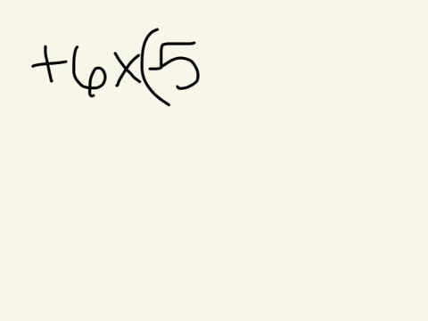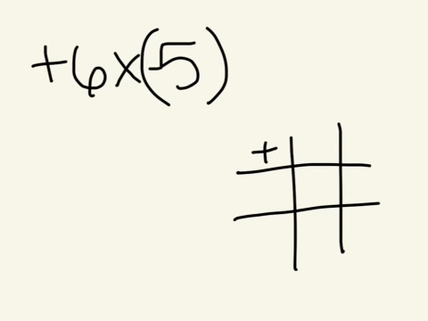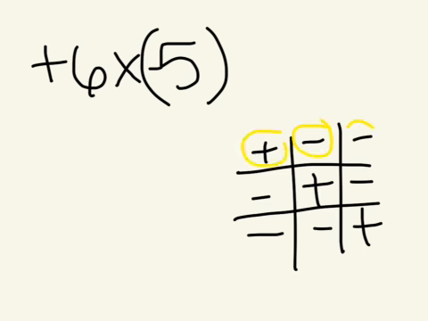Alright, so if we have a positive 6 times a negative 5, we'll say, okay, our tic-tac-toe board, we have positives this way, negatives this way. So we have a positive and a negative. So once again, you would see I have a positive, I have a negative, my answer is going to be negative. So 6 times 5 is 30, and it should be a negative 30.